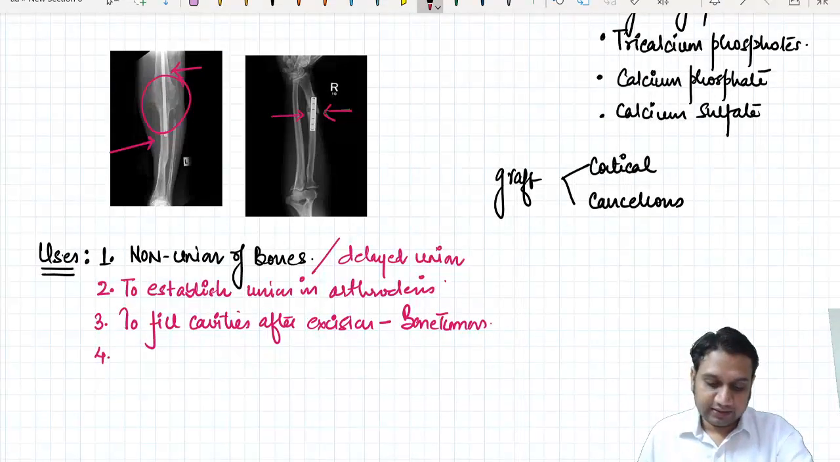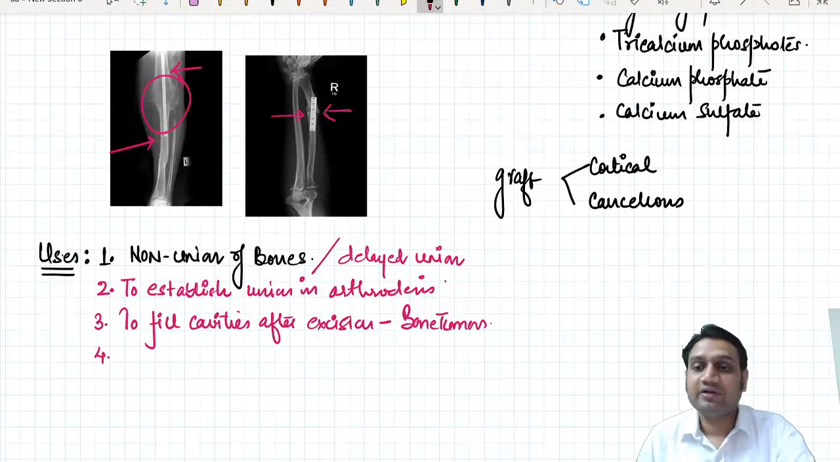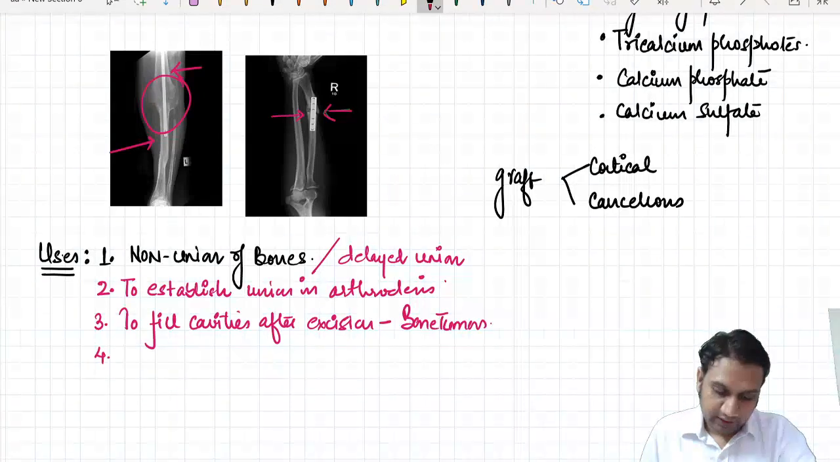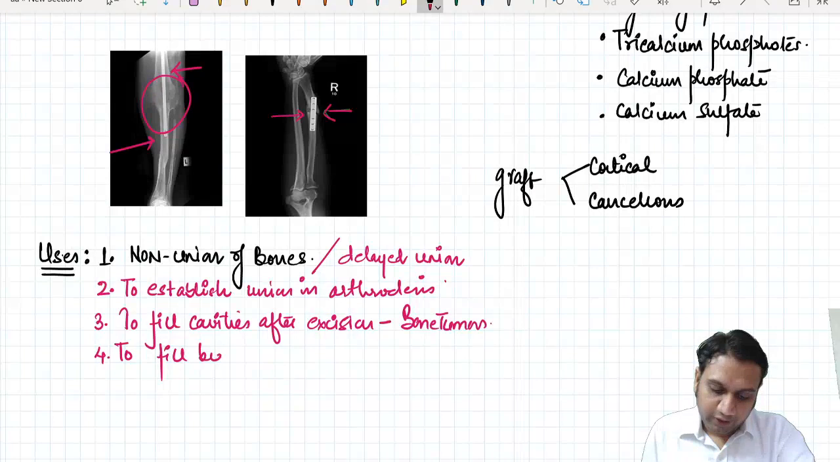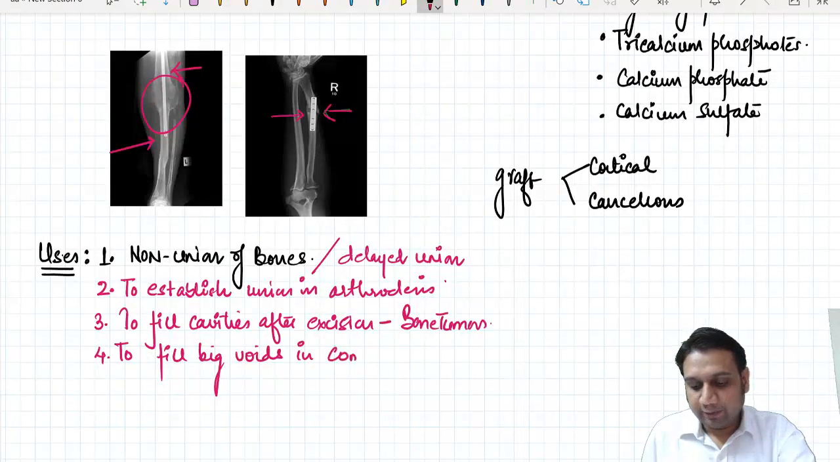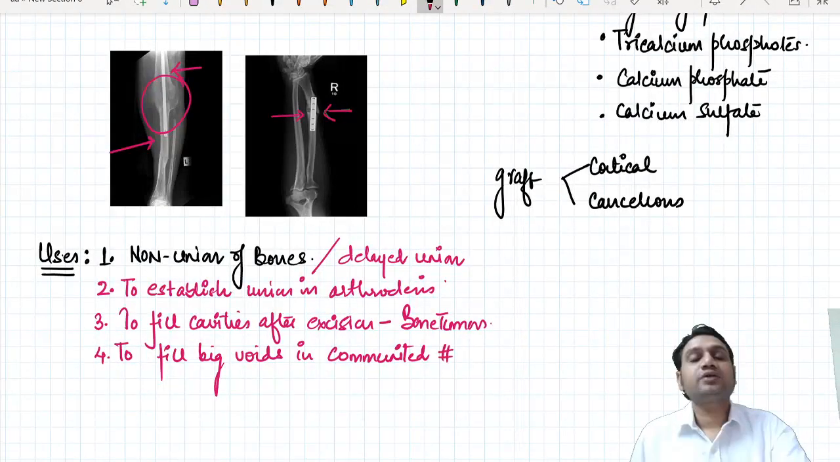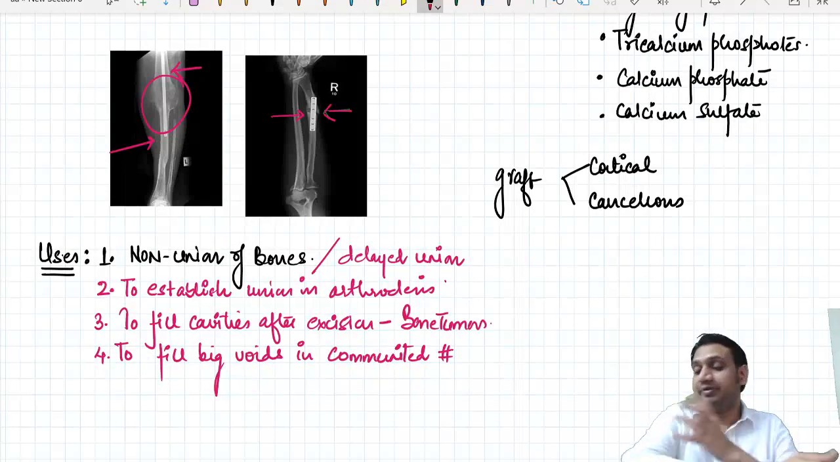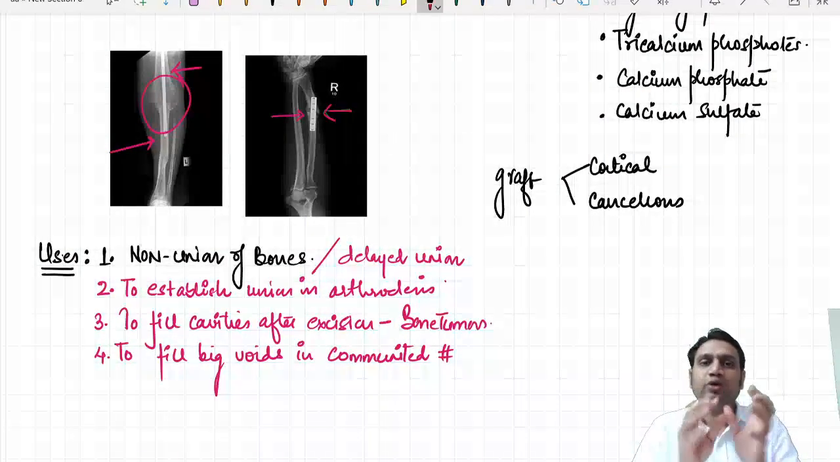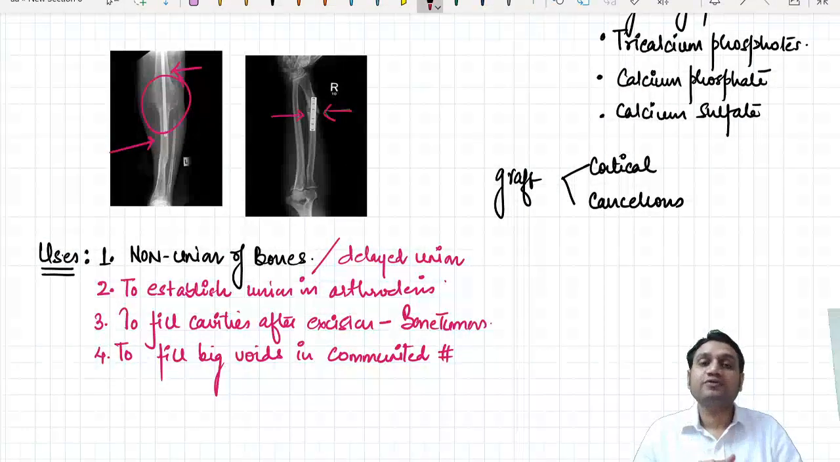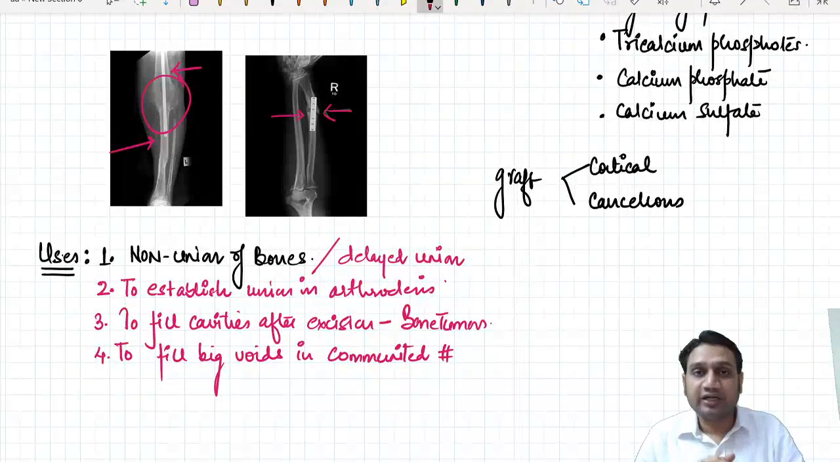So these are broadly the indications for bone graft, and also to fill big voids in comminuted fractures. Let's suppose some bone has multiple pieces and there is a big gap between the bony ends. So what to do? Fix it properly and put some bone graft, so that there is osteoconductive and osteoinductive potential and the bone can grow. So these are the uses.